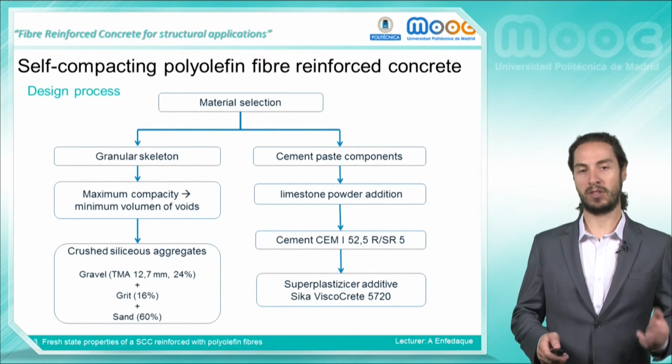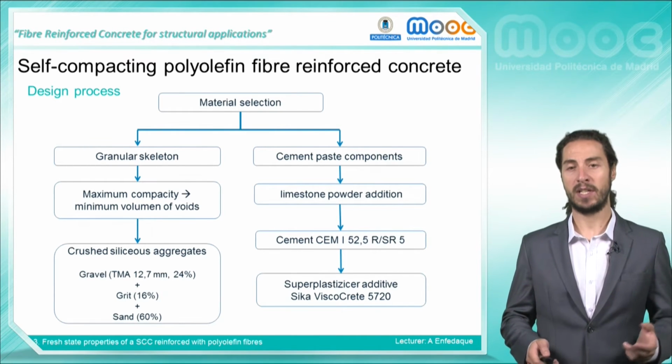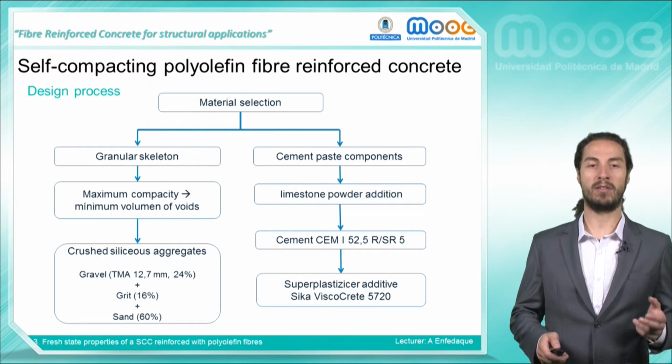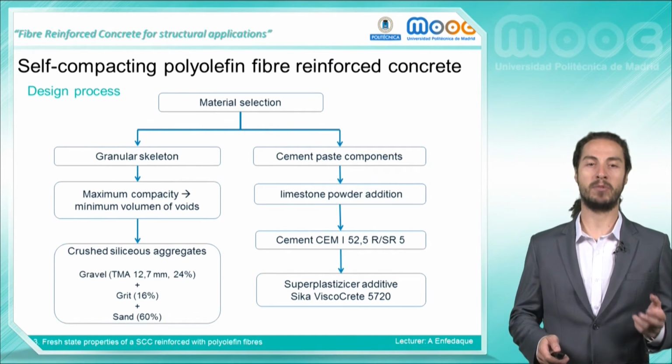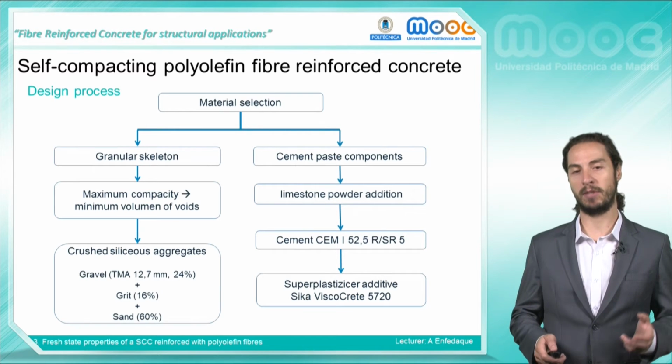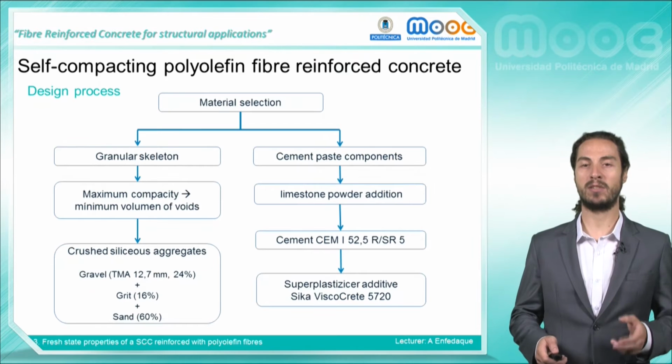Using 24% of gravel, 16% of grit, and 60% of sand, the maximum capacity of the granular skeleton can be obtained. It is important to highlight that the maximum size of the aggregate should be less than 20 mm as a general rule. In this case, the maximum size was 12.7 mm.